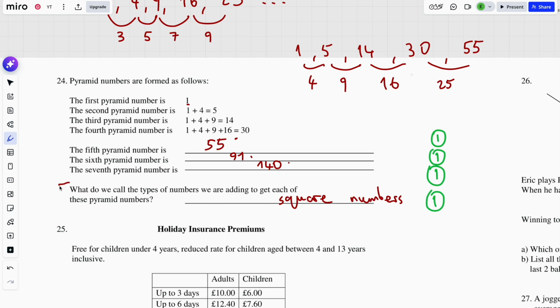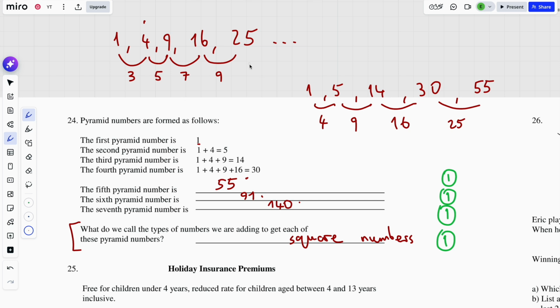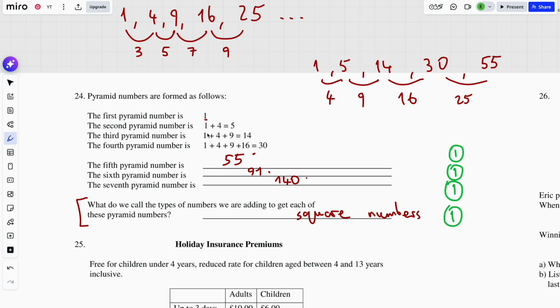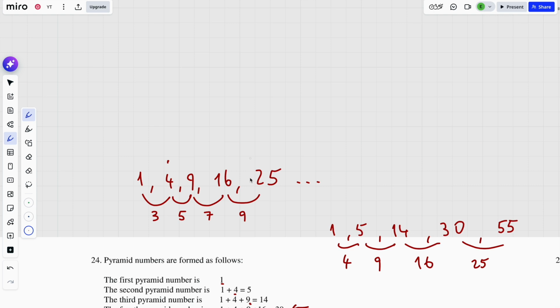That's why the answer to this, what do we call the types of numbers we're adding to get each of these pyramid numbers, is square numbers. Okay, that's what we're adding. And even if you didn't know all this background about square numbers and odd numbers and pyramid numbers, it's pretty clear from the way they sum, at least with the fourth pyramid number, that we're adding square numbers here. Okay, and clearly one more square number every time we move up to the next pyramid number.